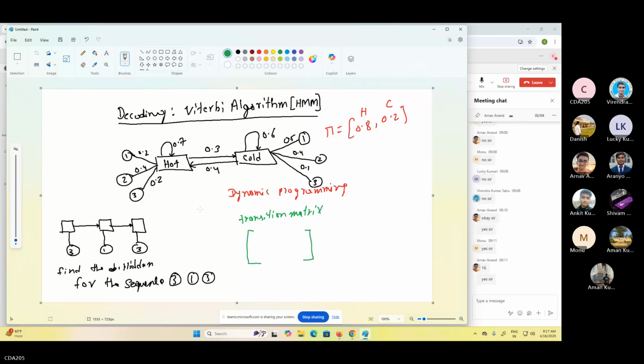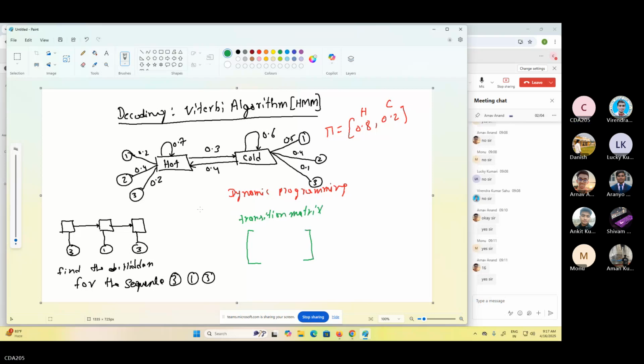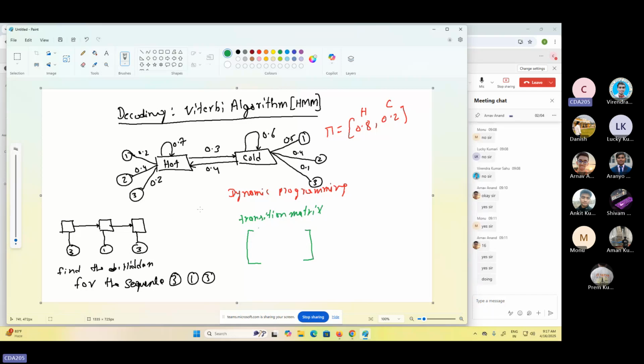Arnav, what will be the transition matrix value, seeing this diagram? Okay, this much time it will take. It will be hot and cold. So hot to hot is 0.7, then 0.3, 0.4, and 0.6. Remember, this column will be the future and this row will be the present.